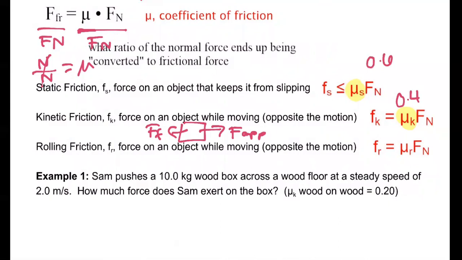The third type of friction we have is rolling friction. We're going to save this for later in the year, but I want you to be aware of it now. Rolling friction is basically when an object's rolling. It is moving, but it's specifically rolling, not necessarily just sliding across the ground.